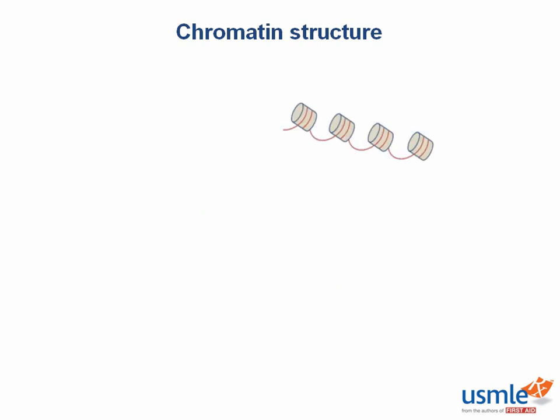Now, the effect of acetylating or methylating amino acids on histones depends on the specific amino acid and the specific histone, and you don't need to know that level of detail for the Step 1. But in general, adding acetyl groups or removing methyl groups allows it to be more accessible to RNA polymerase and other transcriptional machinery. This is known as euchromatin, which you can see here.